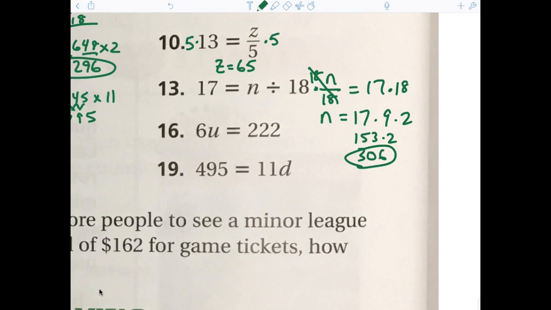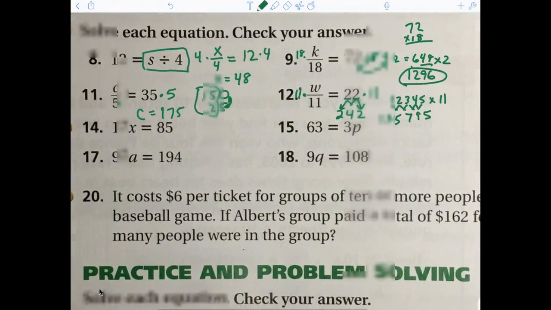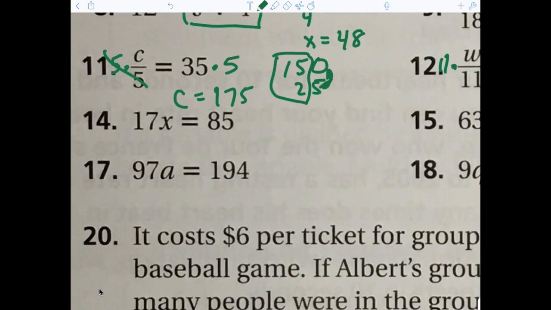All right. Now, let's move across to 14. Now, again, how do I undo multiplication? You divide. So I'm going to throw down a divided by 17 here. So what is 85 divided by 17? Now, it ends in a 5, so the only possible answer is what? Yeah, 5.